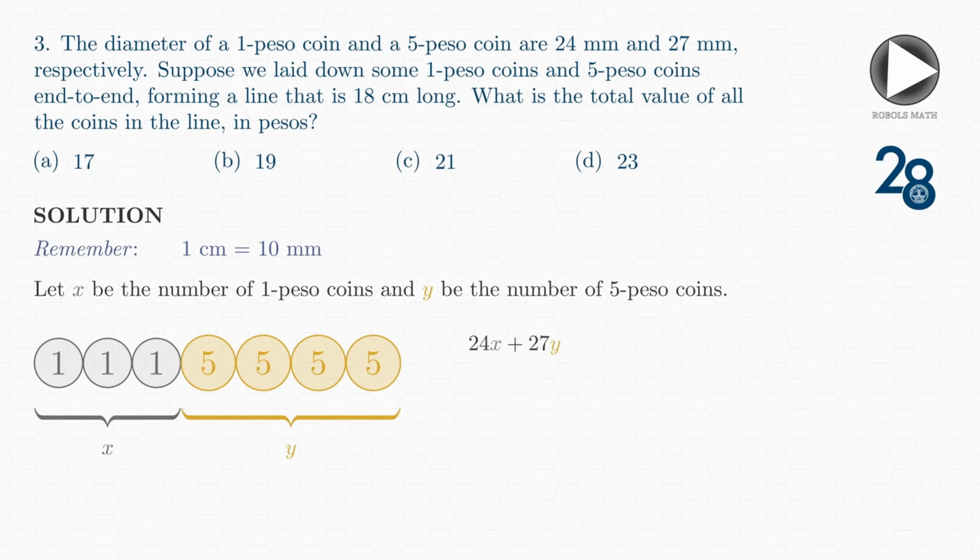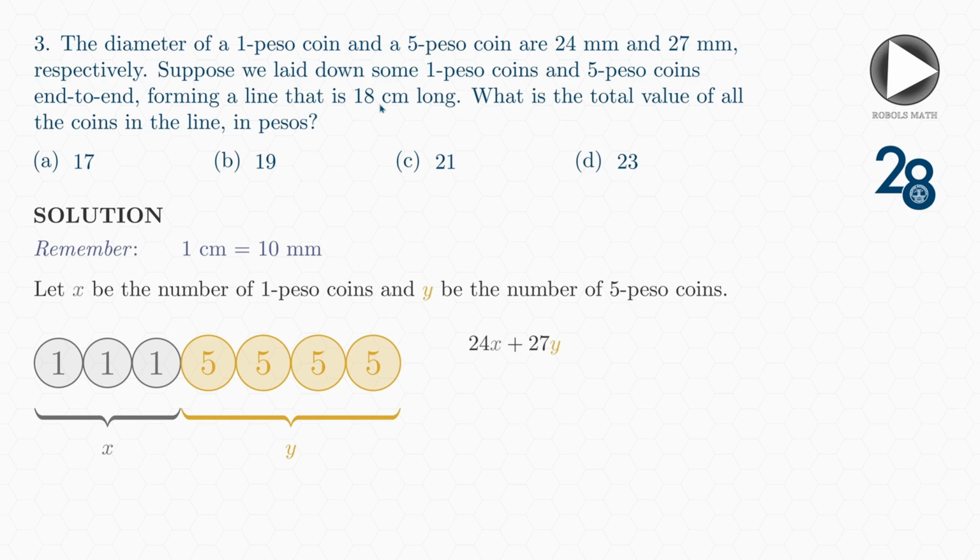So the total distance, or the total length of this span right here, is equal to 24 times X. That's the number of 1 peso coins, plus 27 times Y, which is the number of 5 peso coins. And this total length should be equal to 18 centimeters long.